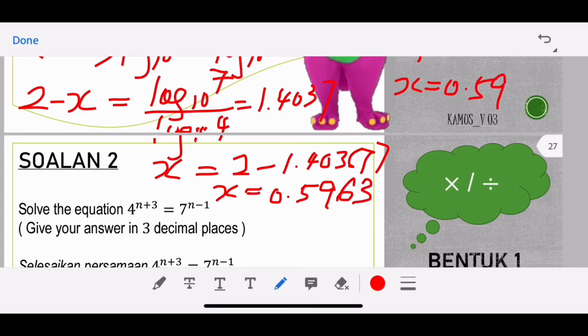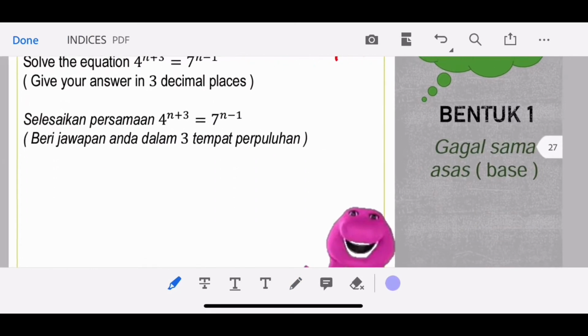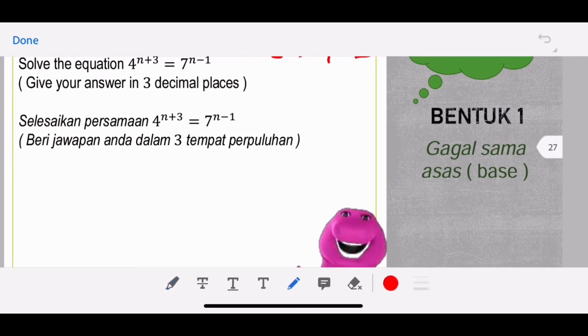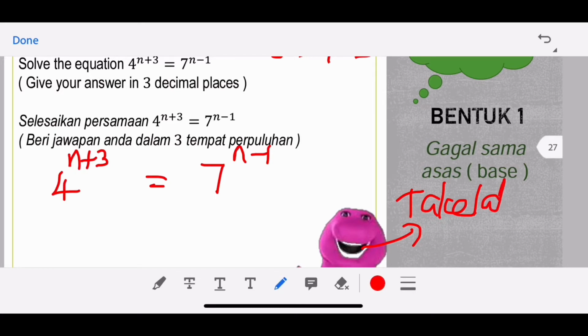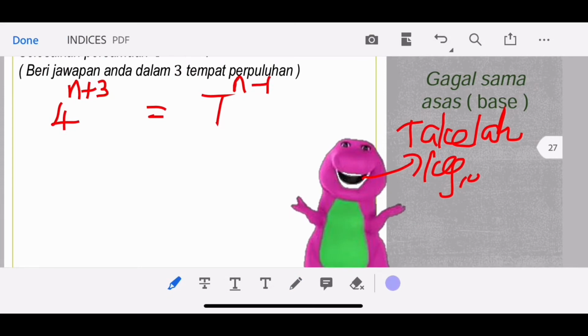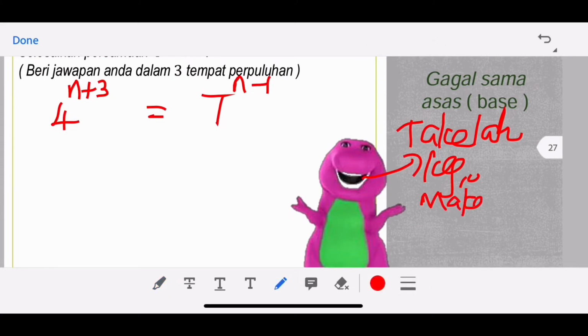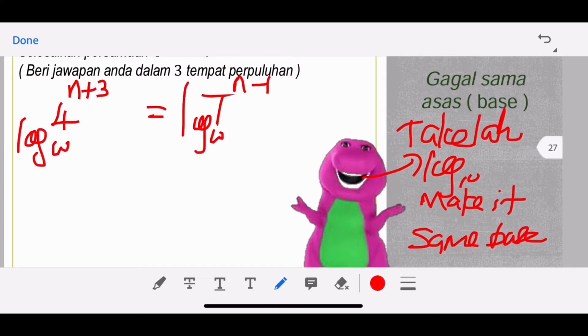All right, so now we proceed to the other one, also the same. You notice that for the initial equation, the easy one, you make it the lower base and then you equate the power. For this one, you try to make the base the same, but you can't. So you have to take log base 10. So we have 4 to the power n plus 3 and 7 to the power n minus 1. Obviously, the 4 and 7 cannot have the same base using indices, right? So you have to take log base 10. Okay, let's take log base 10 of 4 to the power n plus 3, and log base 10 of 7 to the power n minus 1. And you bring down the power to the front, and you can actually solve for n.